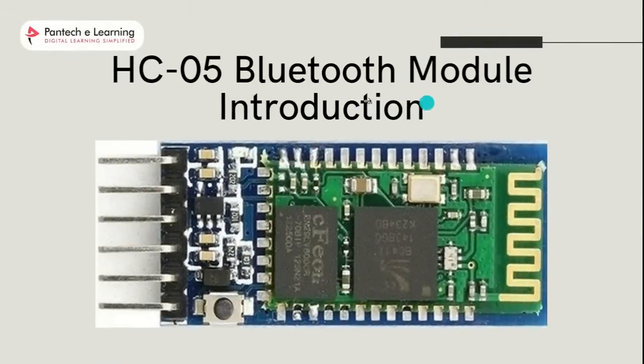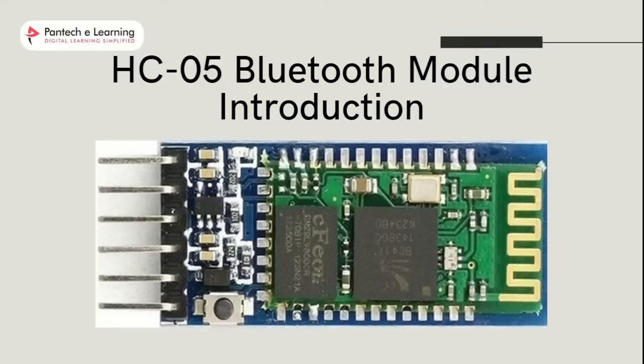HC-05 Bluetooth module. This is how your Bluetooth module will look. It is one of the commonly used Bluetooth devices that uses the UART communication protocol. The HC-05 is quite different in features from other Bluetooth devices because of its multiple pins and functions. It has multiple pins for different modes, which makes it unique compared to others.